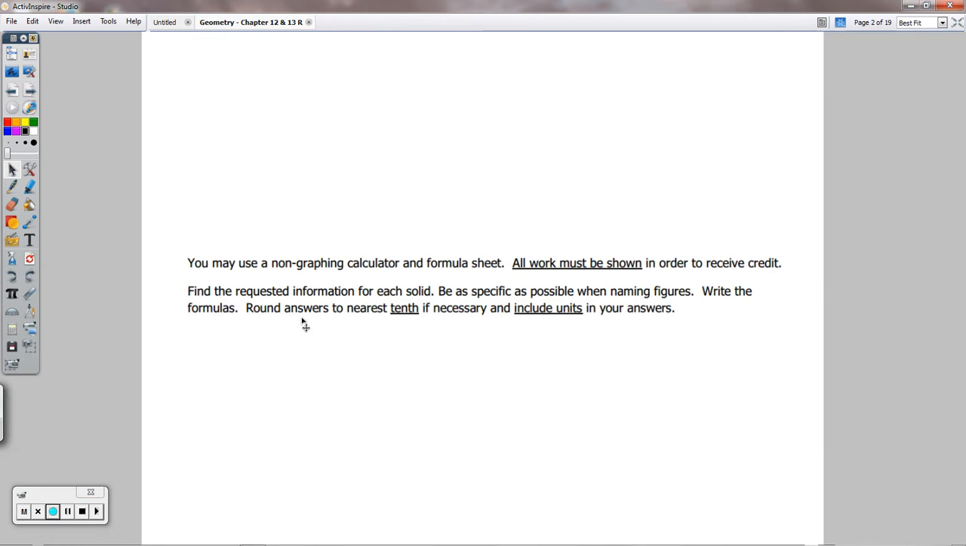We'll jump right into the questions, but these directions first. You can use a non-graphing calculator and the formula sheet for this. You'll be able to use that on the test as well if you're in my class. All work must be shown in order to receive credit, so find the requested information for each solid. Be as specific as possible when you're naming the figures. Write the formulas and round answers to the nearest tenth if necessary, including units in your answers.